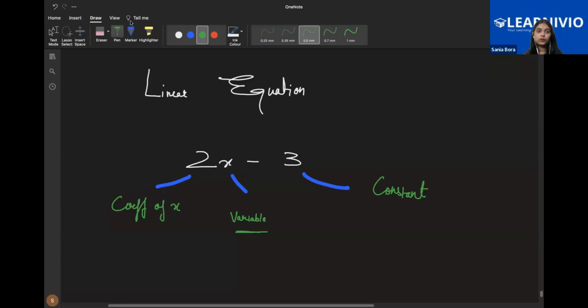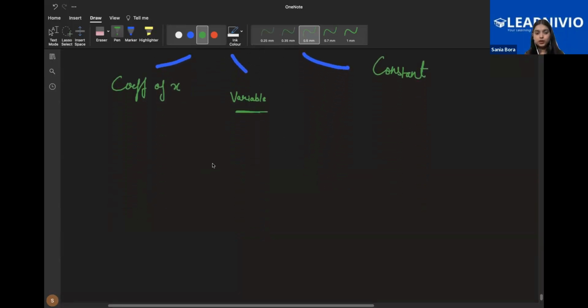I'm finished. Okay. Now in this, tell me which one is the variable, which one is the constant, and which one is the coefficient. Ma'am, the 5 is the coefficient of y, and the y is the variable, and 10 is the constant. Okay, correct. Very good.